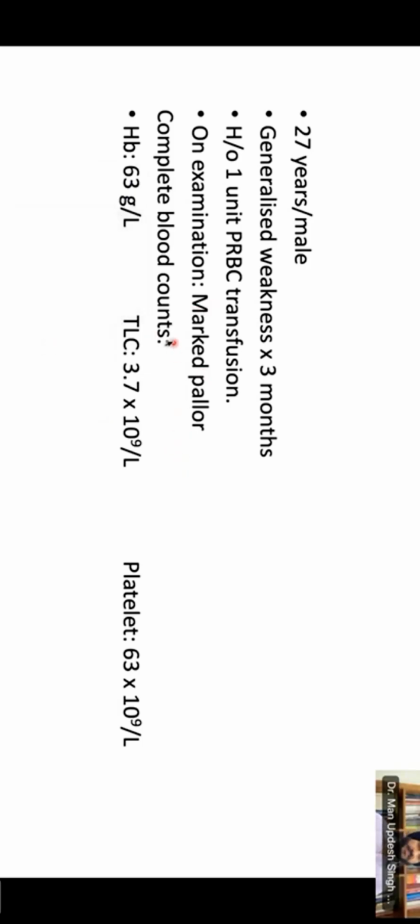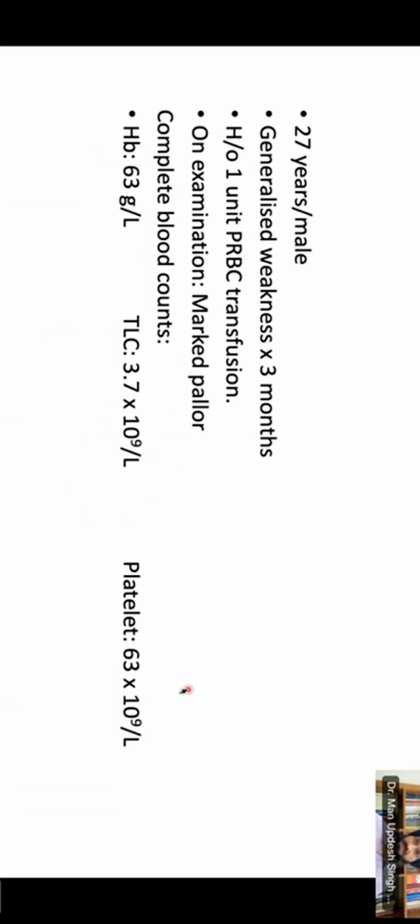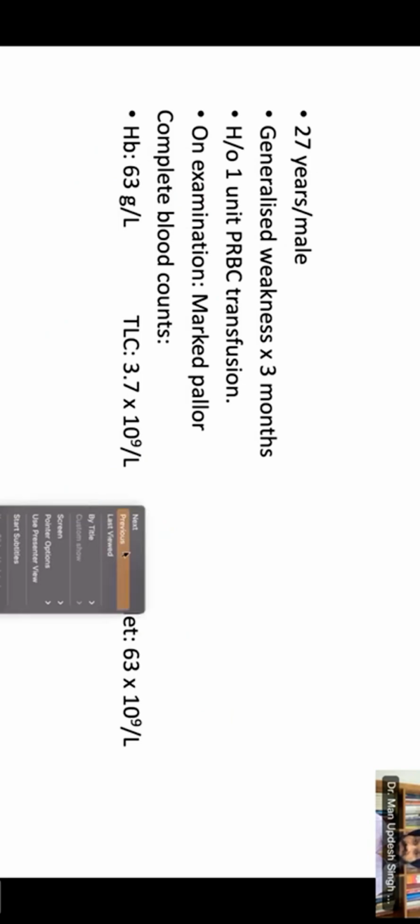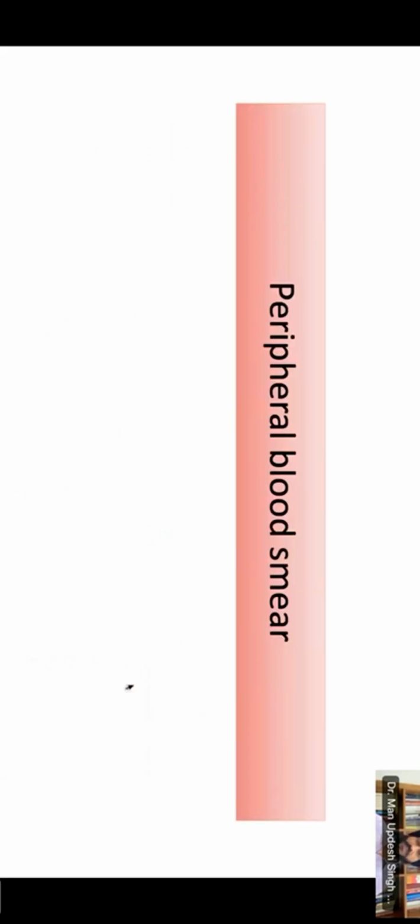And the CBC revealed anemia, mild leukopenia, and thrombocytopenia. So we move to the peripheral blood film. The arrow probably is not working for down this slide. Let's see. So the peripheral, no, it's still not working.